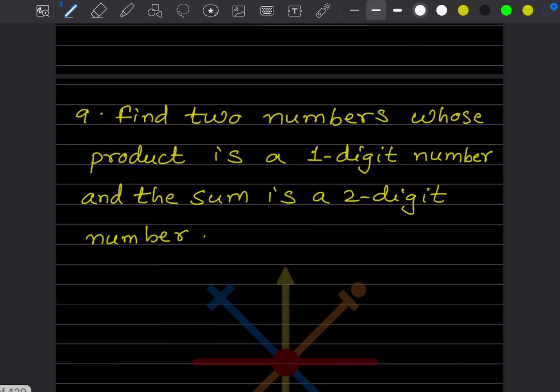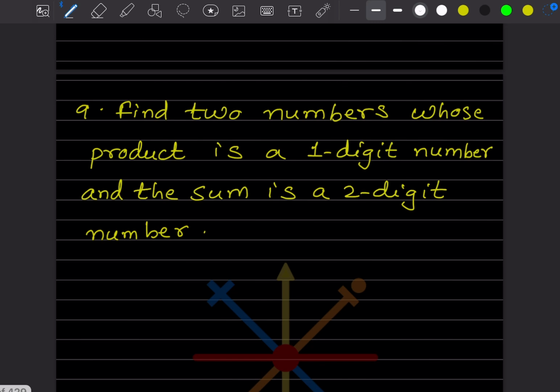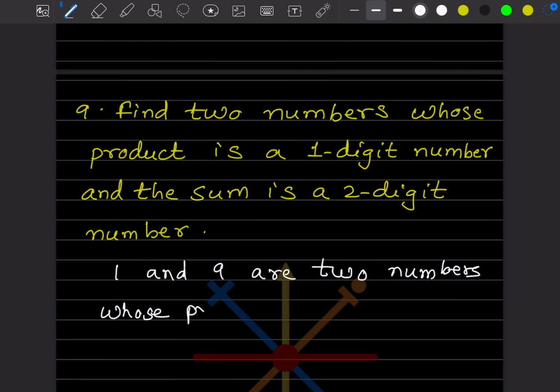So now let us see here, find two numbers whose product is a one digit number and the sum is a two digit number. So which are the two numbers? We can say 1 and 9 are two numbers whose product is a single digit number.